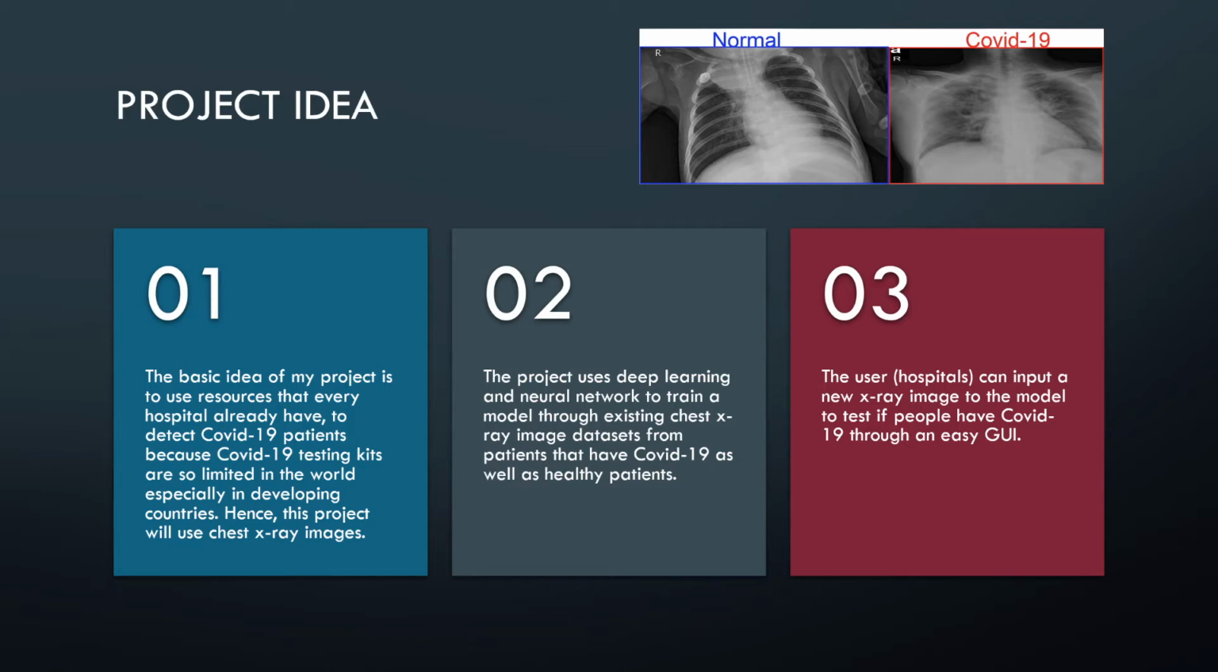The basic infrastructure for the project uses deep learning and neural networks from Keras and TensorFlow to train a model through existing chest X-ray images. So we have datasets, one dataset of patients that have COVID-19 and another dataset of chest X-ray images from healthy patients, and we fed those datasets to the model to detect COVID-19 as accurately as possible.